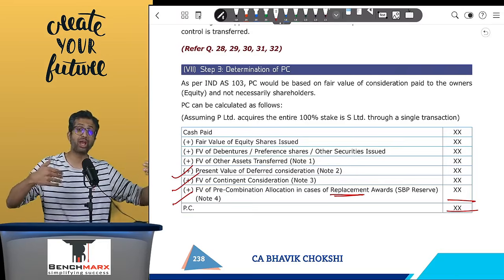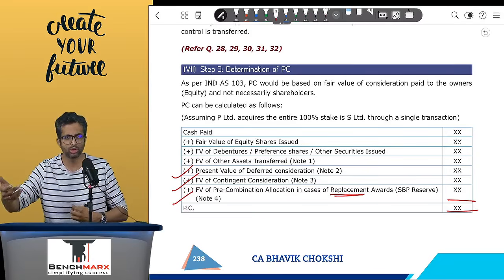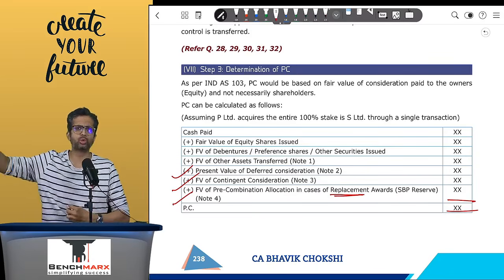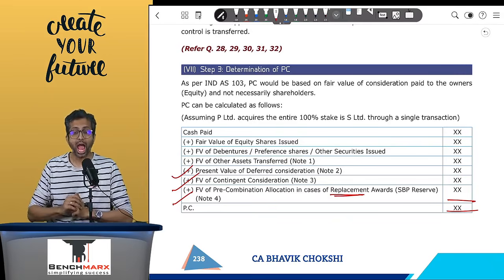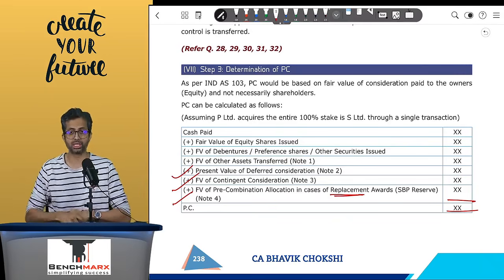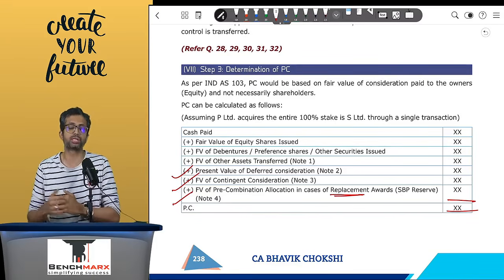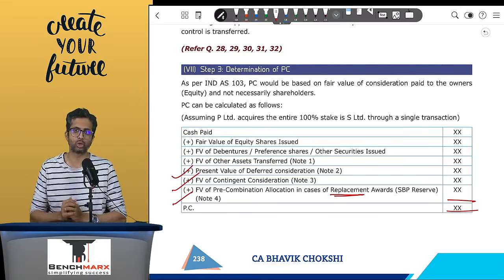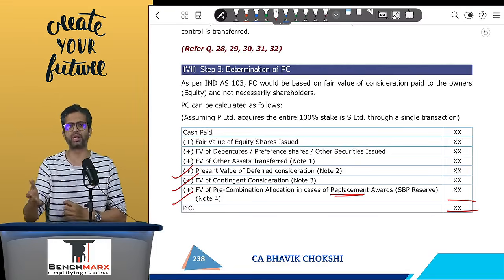However, what if you had an existing stake, like you, for example, had a 30% stake? Did that give you control? No, but that is significant influence. Probably you account for it as an associate as per the equity method. And later you acquire another 70% stake. Does that 70% stake give you control? Well, yes. So the 70% stake gives you control. That is the date when control is acquired, the acquisition date, in which case obviously the PC that you pay for that 70% stake is definitely a part of PC.